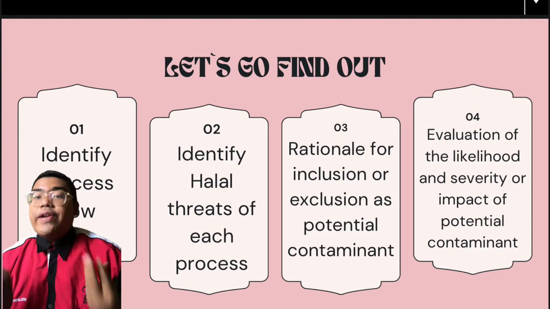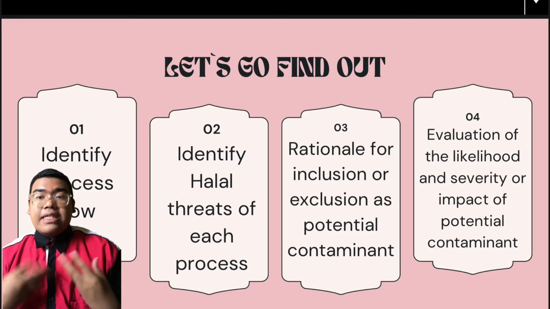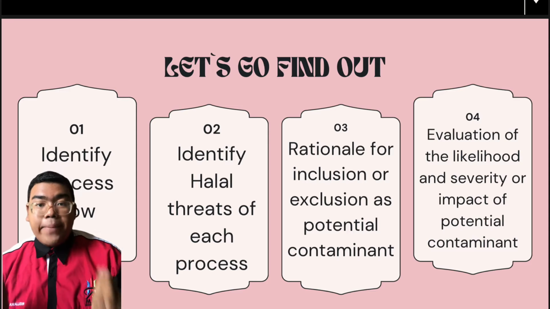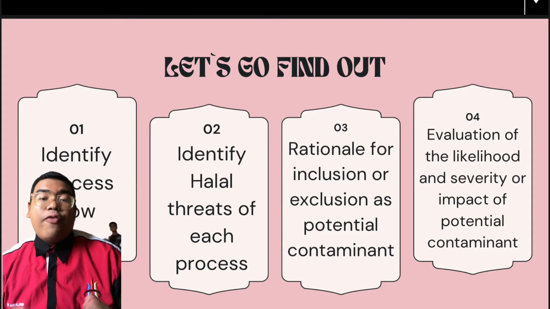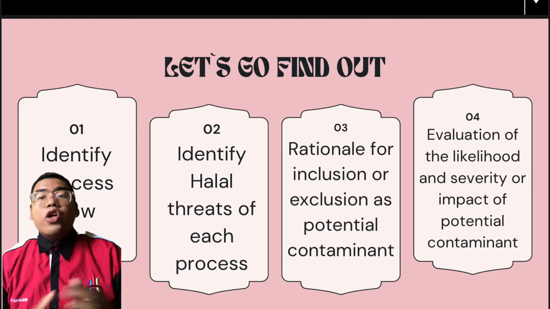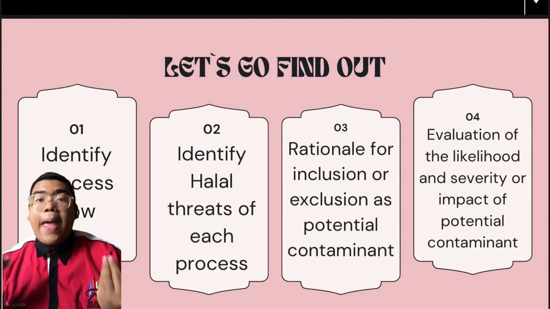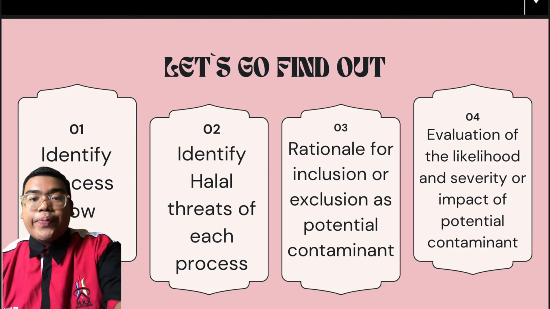And then we have moderate. Moderate is the possibility of the halal trait status being affected that might occur sometimes, known to occur or happen before. And last, unlikely, which is the possibility of the halal trait status being affected that could occur only in exceptional circumstances, practically impossible to happen in our process flow.